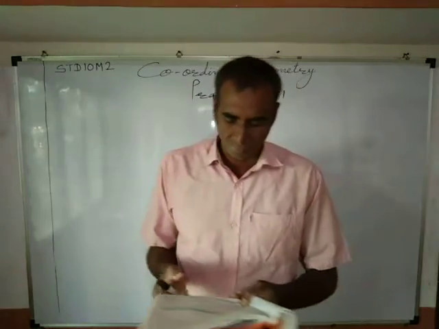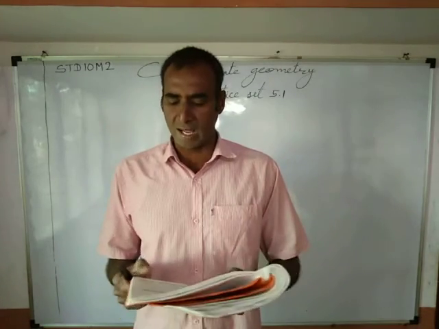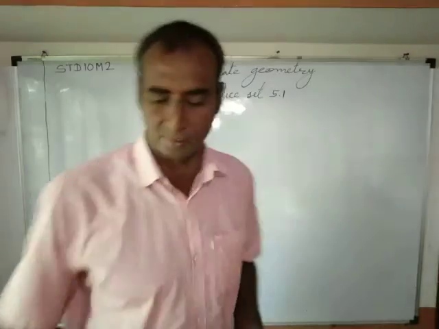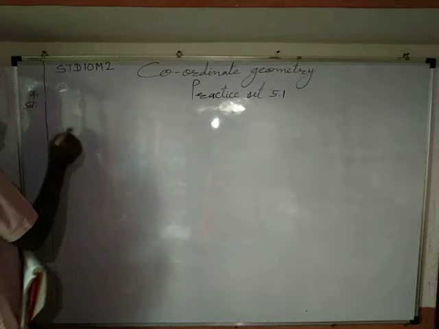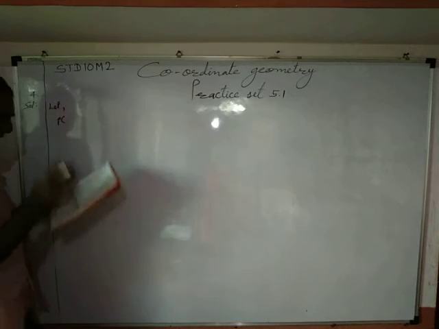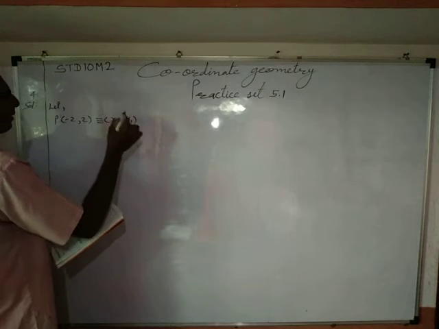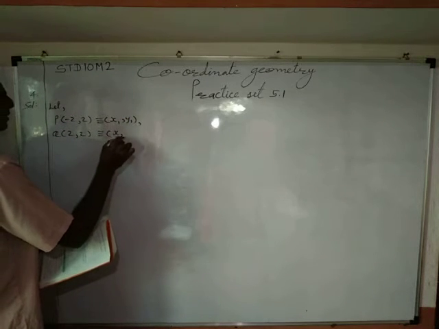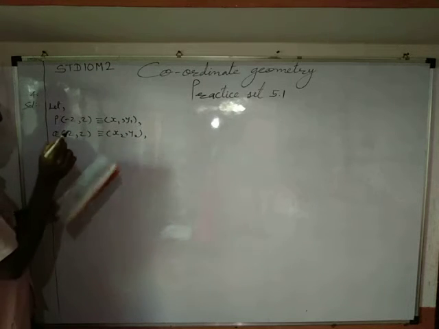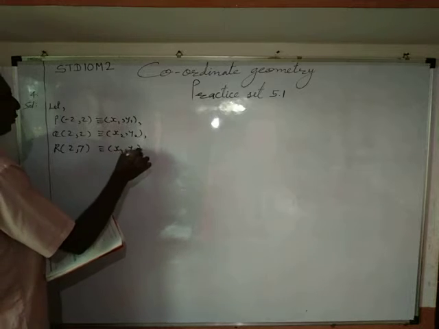Question 4. Verify that points P (-2, 2), Q (2, 2) and R (2, 7) are vertices of a right angled triangle. Question 4. Solution. Let P (-2, 2) is x1, y1, Q (2, 2) is x2, y2 and R (2, 7) is x3, y3. Okay.